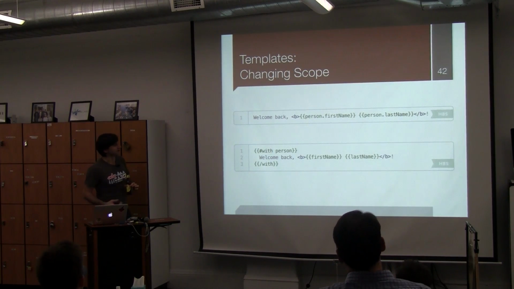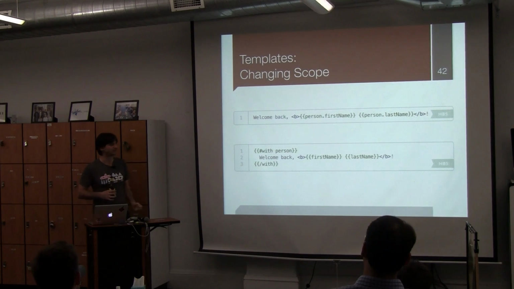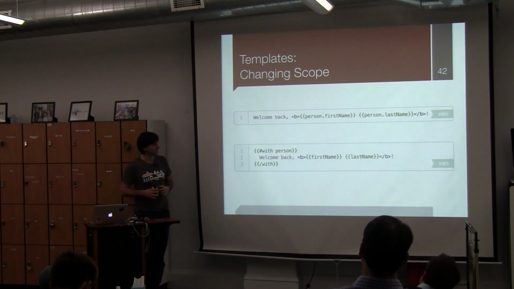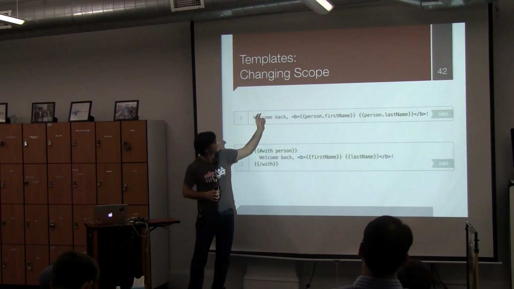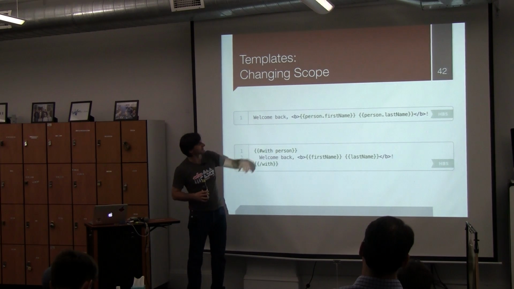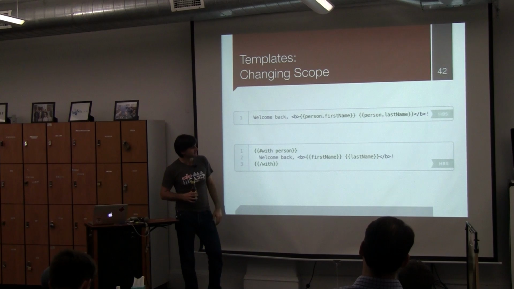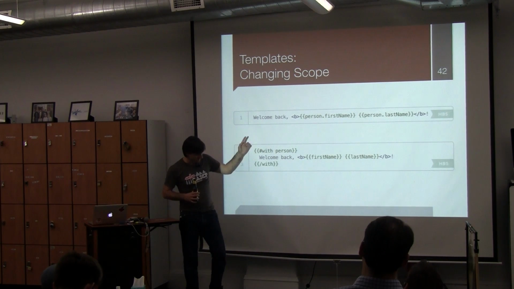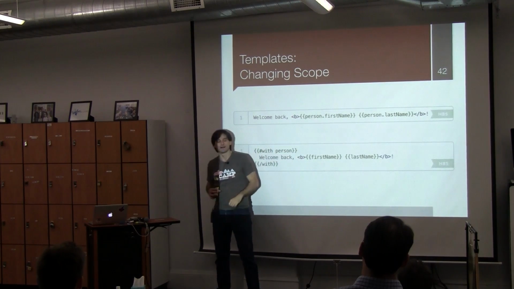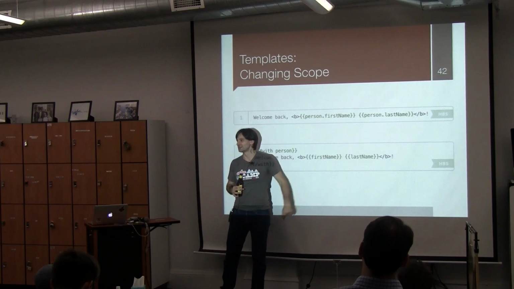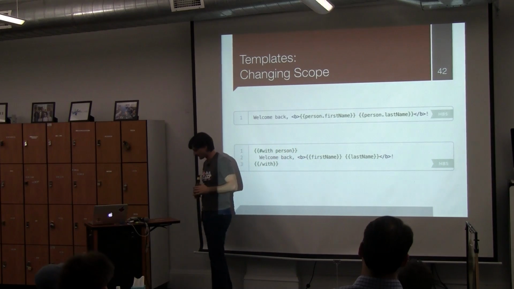If you do want to change scope within the same template, you can use the with helper. So here's an example. I might have "welcome back {{person.firstName}} {{person.lastName}}" in Handlebars templates, Handlebars braces. Now, this is the first time that we've seen this, but yes, this works. You can have a property path here, and if either person or first name changes, those will update.